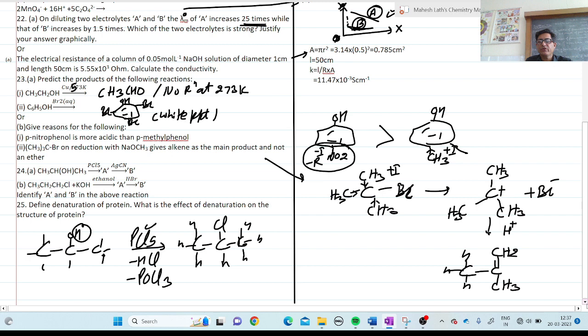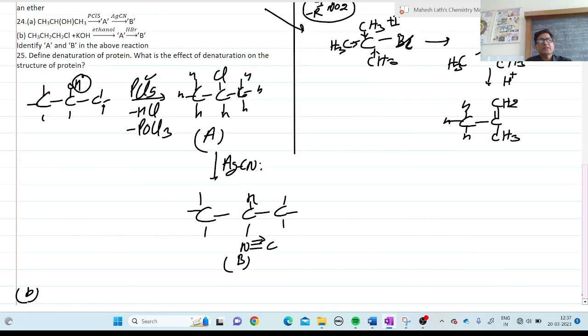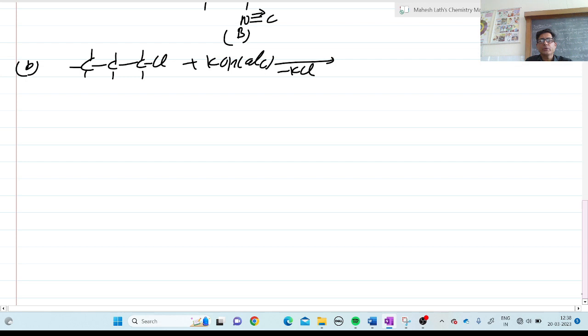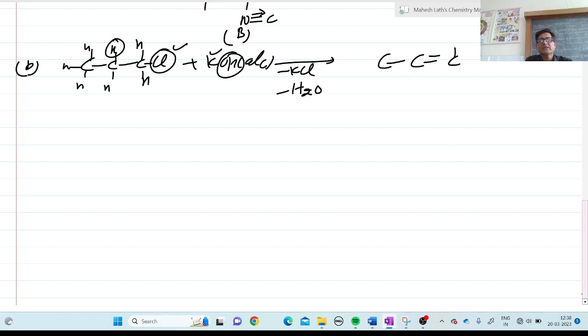B part, chloropropane plus KOH ethanol, means alcoholic KOH. Alcoholic KOH results in elimination reaction. So let me write it. Plus alcoholic KOH gives KCl and removes water molecule. It is the beta elimination reaction. Cl and potassium, and H from next carbon, OH. It results in the preparation of propene.